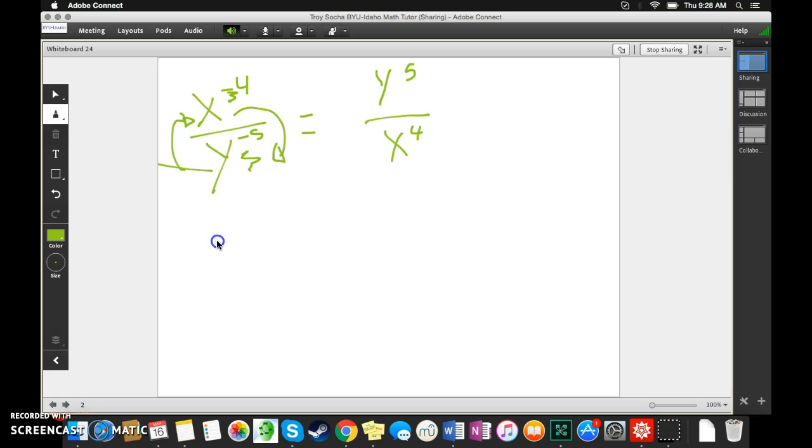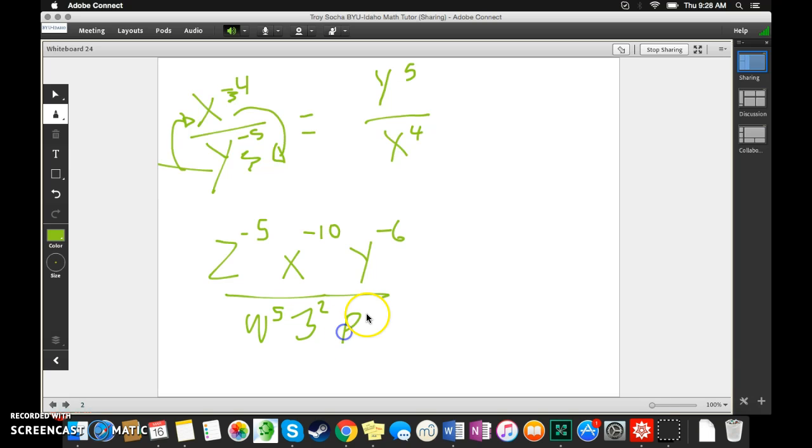So this applies when you have big problems like z to the negative 5th, x to the negative 10, y to the negative 6, over w to the 5, 3 to the 2, and p to the negative 3. So we're going to simplify this.